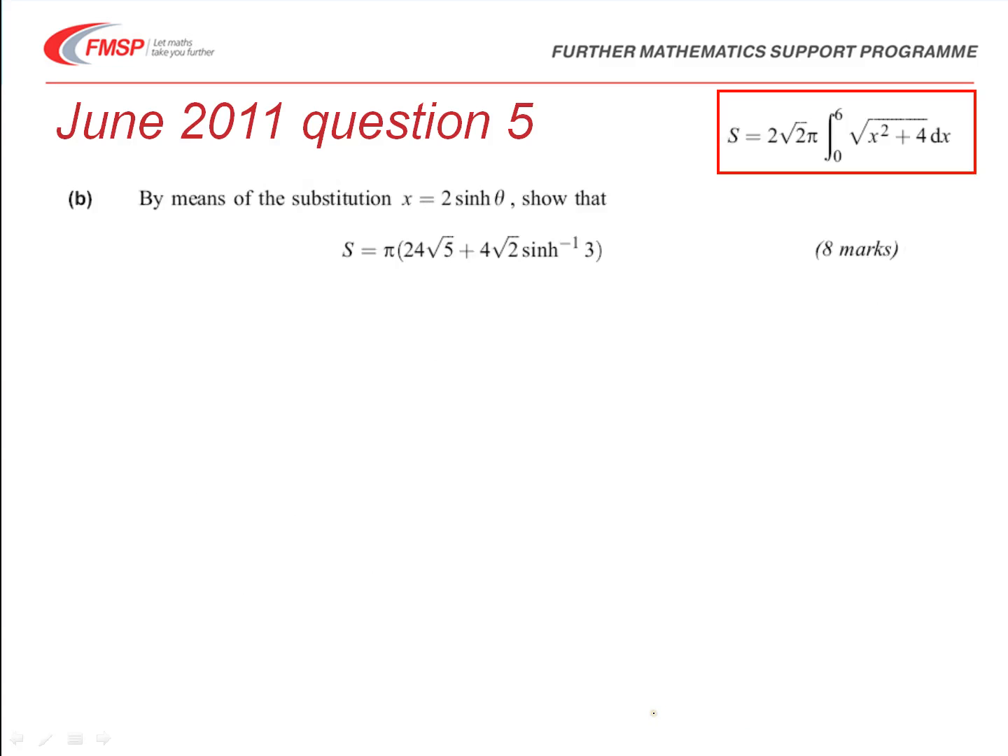Now part B, we're now looking to use this substitution to find the integral to this original statement. So if you remember to do a substitution, you will need to firstly find out what dx by d theta is. Notice here we're overlapping this topic with hyperbolic functions. So dx by d theta will become 2 cosh theta.